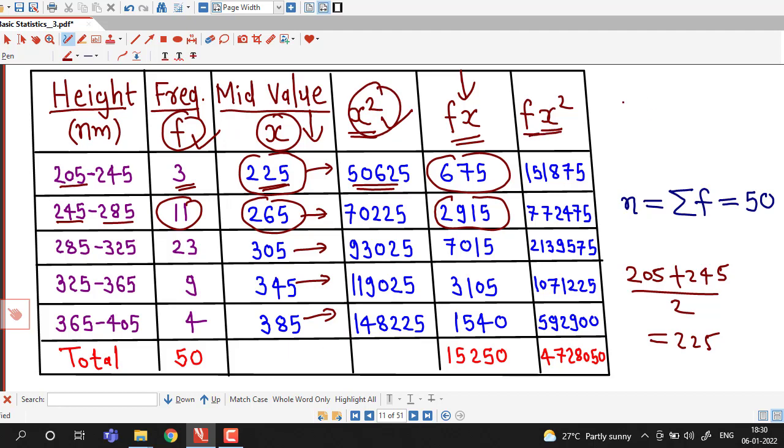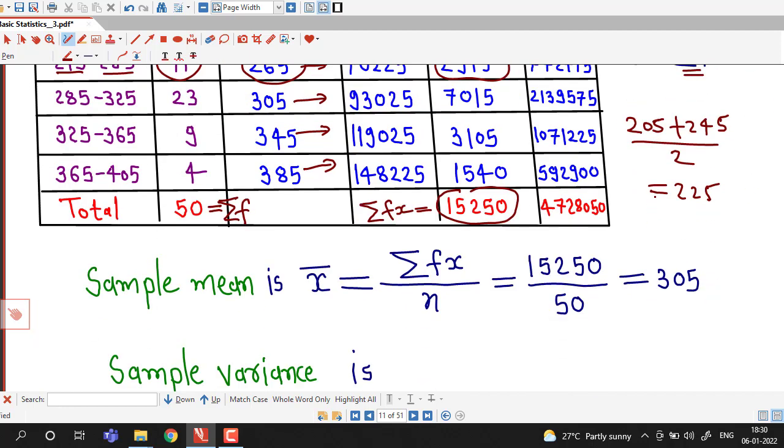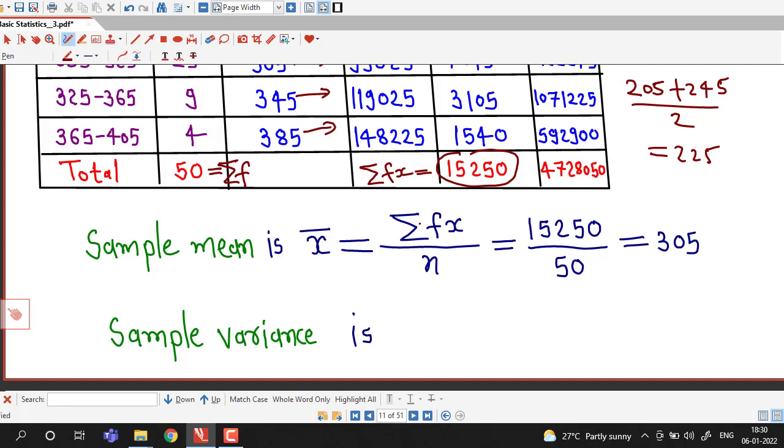So first thing we will obtain is mean. Mean is given by sum of all these products f into x divided by sigma f. So this total is nothing but sigma f times x, and n equal to sigma f, that is 50. Sum of all the frequencies is 50. So substituting these values we obtain x bar equal to 15250, which is this sigma fx divided by n, and we obtain that sample mean is 305.